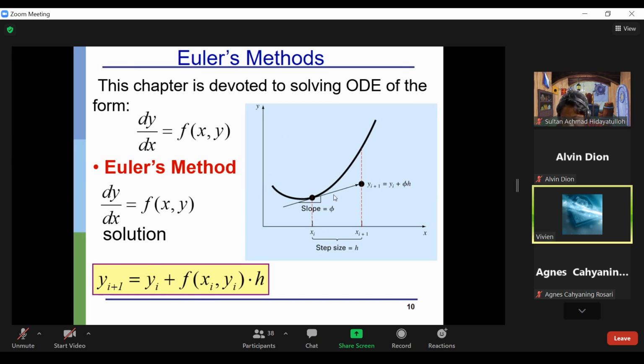Or we can say that if we want to approximate the value at y i plus 1, this is the approximated value, which can be calculated by y i plus delta, which is the slope projected to h. So we have y i plus 1 equal to y i plus the slope times the step size. So this is called Euler's method.